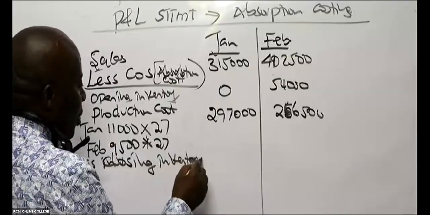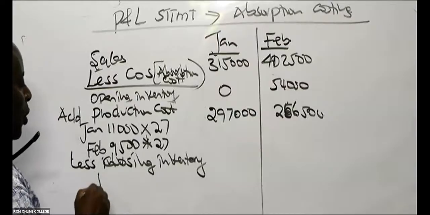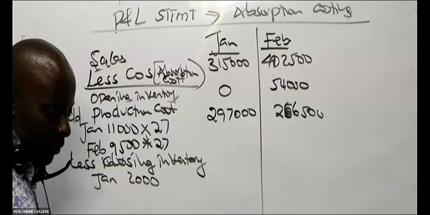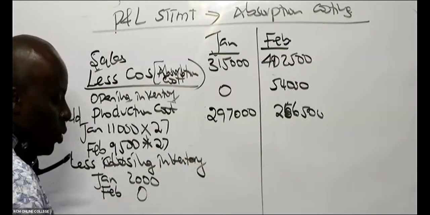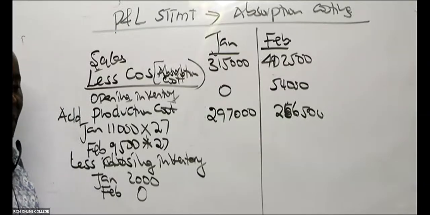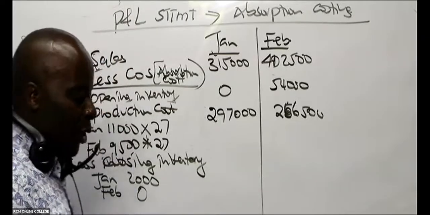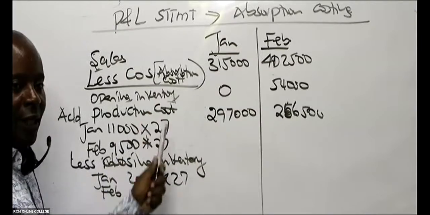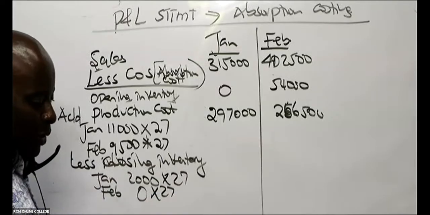Closing inventory. In the month of January, if you remember very well, closing inventory was 2,000. February closing inventory was 0. And these are inventories, remember, finished goods. So each one of them in this case is 27. We're using absorption costing, isn't it? So are you able to give me these answers?